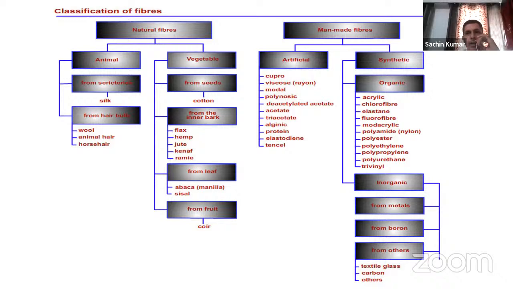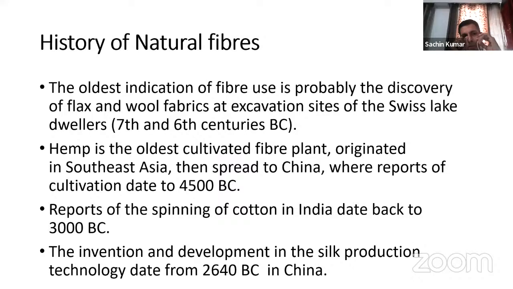Then the history of natural fibers. The oldest indication of fibers is probably around the 7th and 6th century BC, when wool and flax fibers were available. Hemp is among the oldest cultivated fibers, reported in Asia and China around 4500 BC. Reports of spinning of cotton in India date from 3000 BC. The invention and development of silk is also reported from China in 2640 BC.